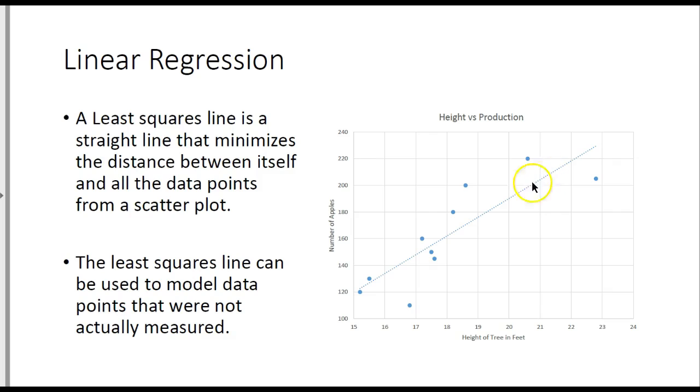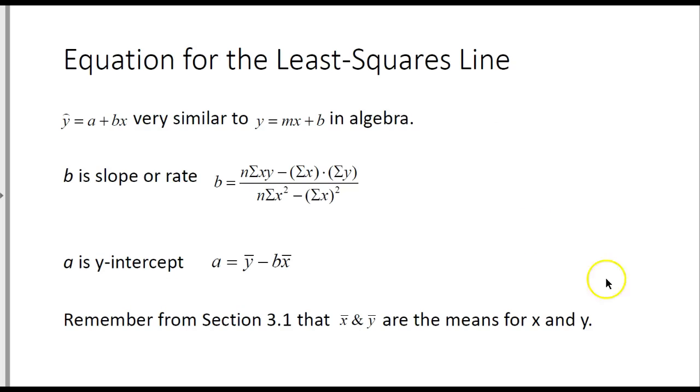So we can move this line and we could possibly make it closer to this point, but as we make it closer to this point, it may be further away from some other points. So this line minimizes the distance to every point on here. And it's quite possible that none of the points we actually have are on the line. But it could be used to make predictions as far as if I had a 24-foot high tree or a 28-foot high tree, how many apples would be on it. Okay? So how do we calculate that?